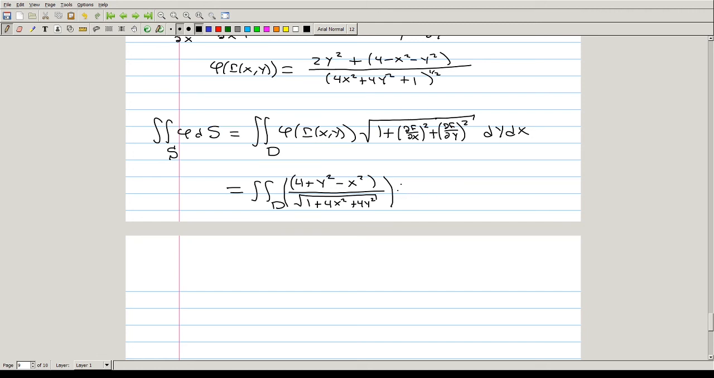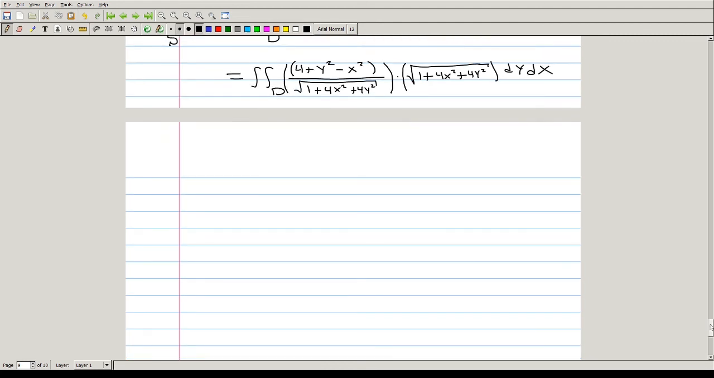And then we multiply this by the square root of 1 plus df/dx squared, which is going to be 4x squared, plus df/dy squared, which is 4y squared, dy dx. And so we get a really nice cancellation here. Our surface integral over S becomes equal to the double integral over D of the function 4 plus y squared minus x squared.